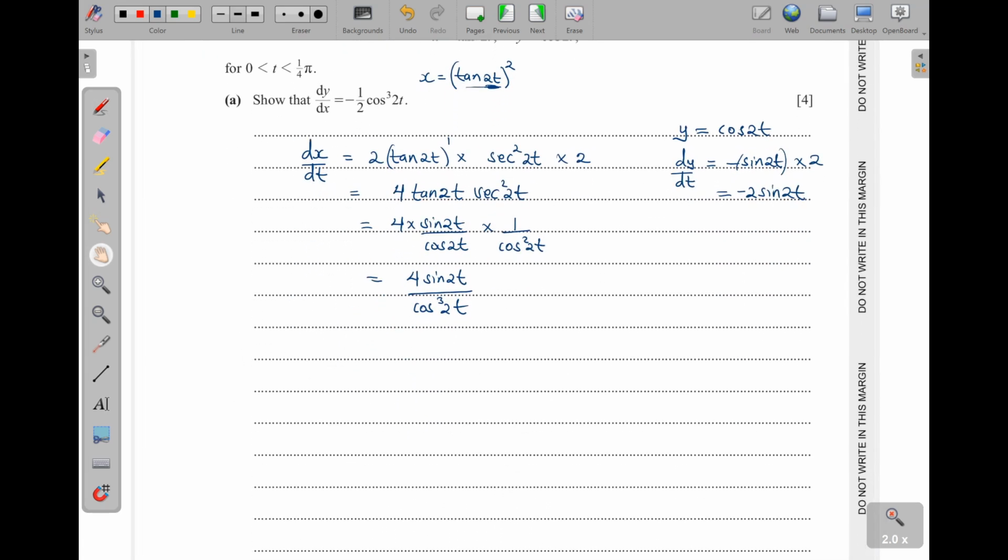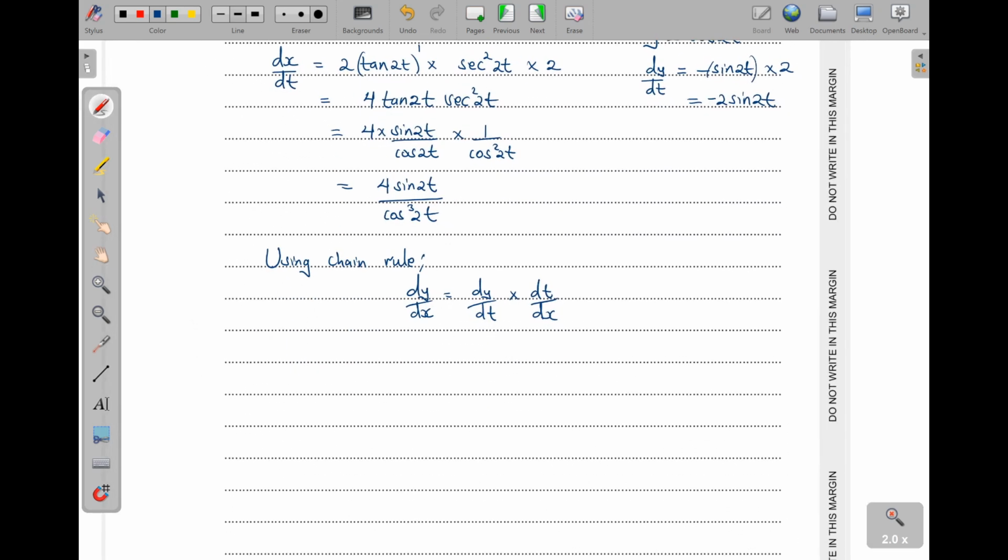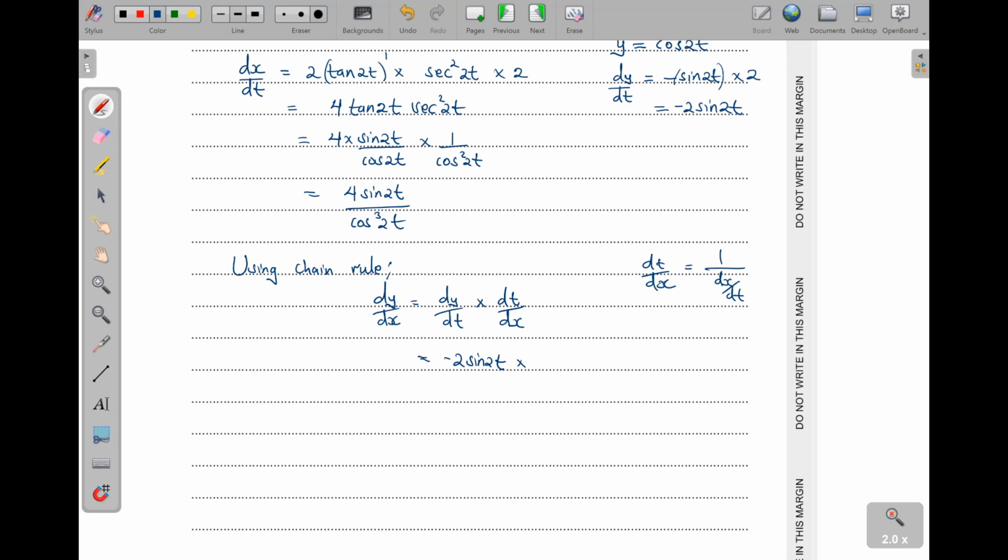Then after that, using chain rule, dy/dx is going to be equal to dy/dt times dt/dx. Now our dy/dt, we have gotten it as negative 2 sine 2t, times dt/dx. dt/dx is the same as 1 over dx/dt. So we are going to have here 1 over our, you just actually somersault this without wasting time. So when we somersault, we shall have cos cubed 2t divided by 4 sine 2t.